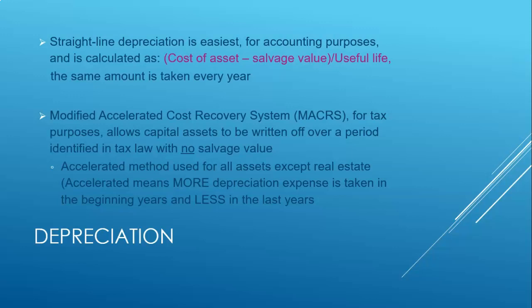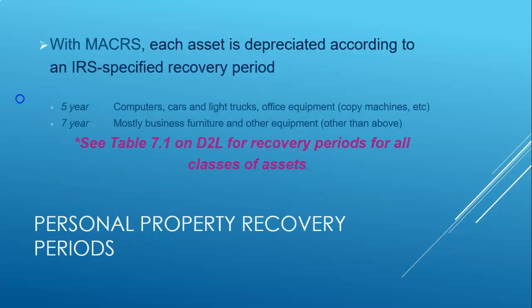This accelerated method, MACRS, is used for all assets except real estate. So real estate is land, of course, which is still not depreciated at all, and buildings, which are depreciated on a straight line basis, except that once again, the IRS says zero salvage value, and the IRS is going to tell you how much useful life for that building. Okay, so each asset is depreciated according to an IRS specified recovery period.